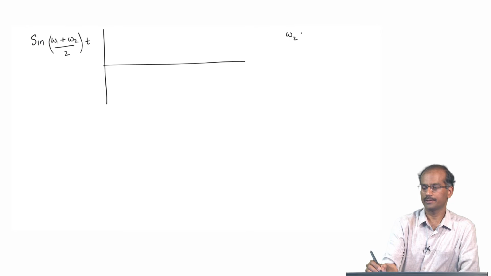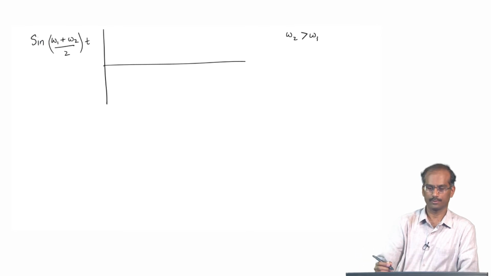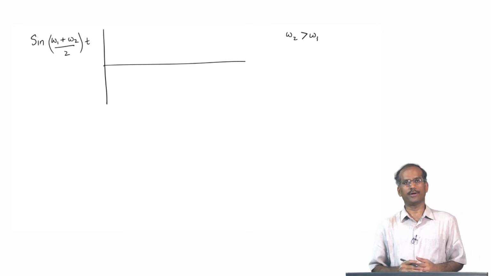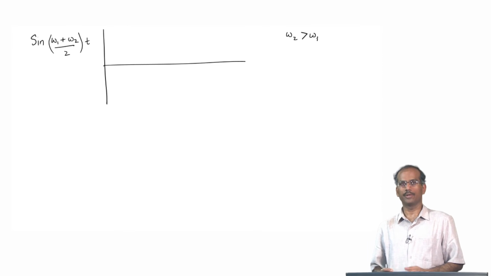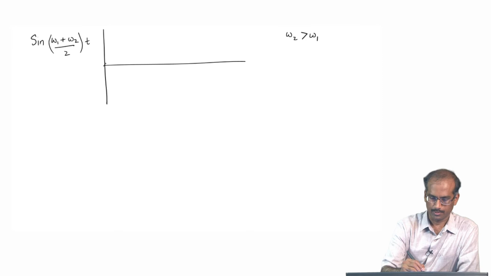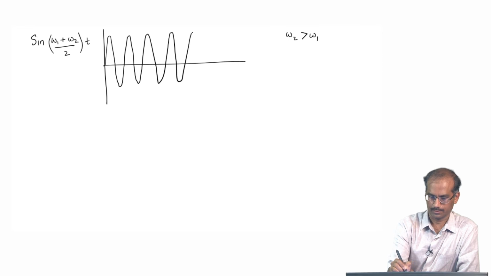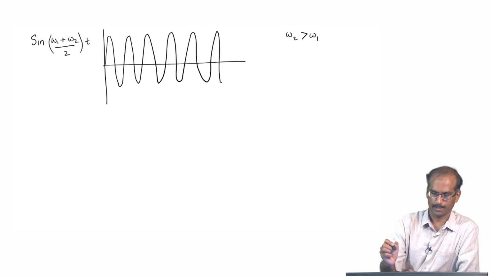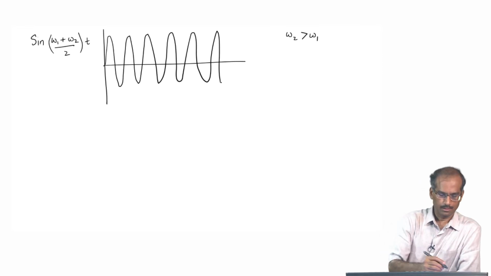To understand how this basically plays out, let us try and plot out each of these terms separately. We keep in mind that omega 2 is greater than omega 1. So, the quantity omega 1 plus omega 2 by 2 is fairly large. So, you might actually get something like this and so on. Now, let me sketch the cosine term.